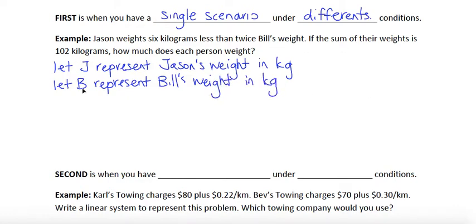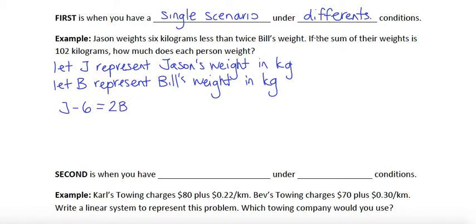Okay, so I've identified my variables. Now I'm going to create my equations. And like I said, creating the equations can be the trickiest part. So in this example, we're going to look at each sentence individually and try to come up with an equation for each sentence. So Jason weighs 6 kilograms less than twice Bill's weight. So Jason is 6 kilograms less. So the weight of Jason minus 6 kilograms is equal to twice Bill's weight, so 2 times B. That makes sense?